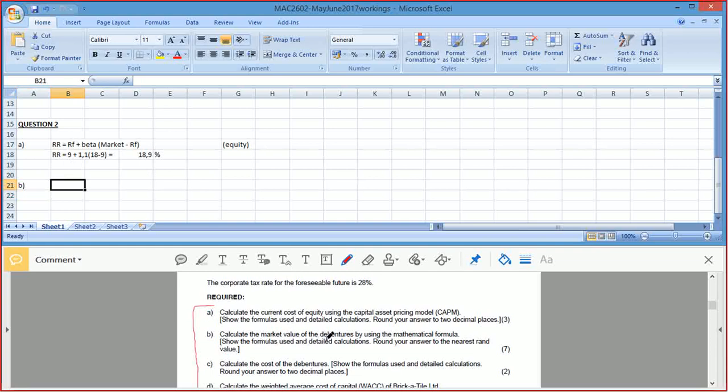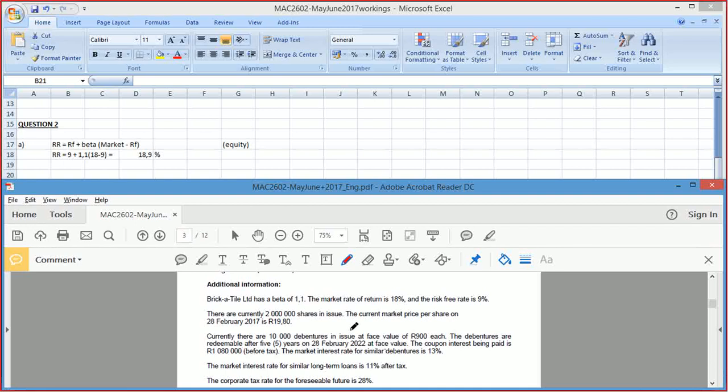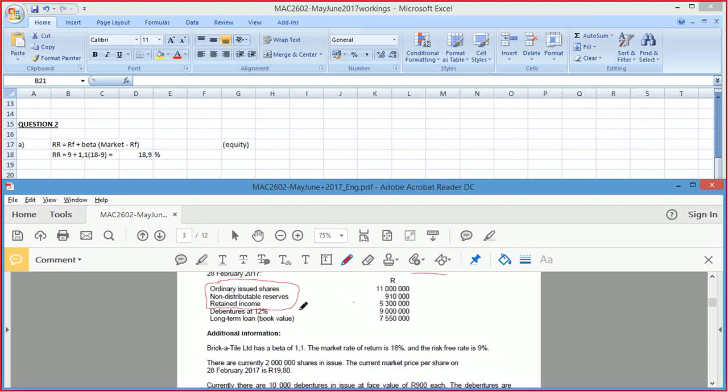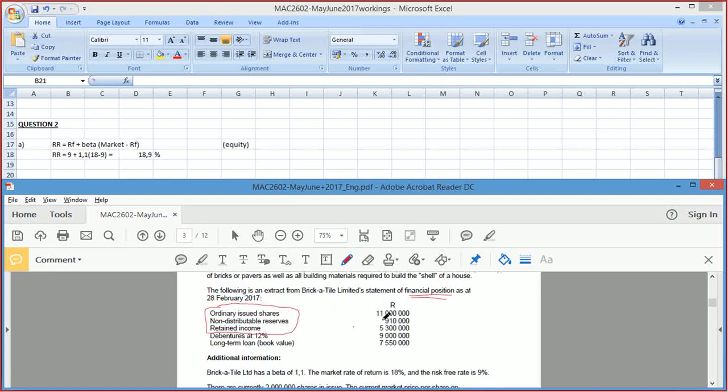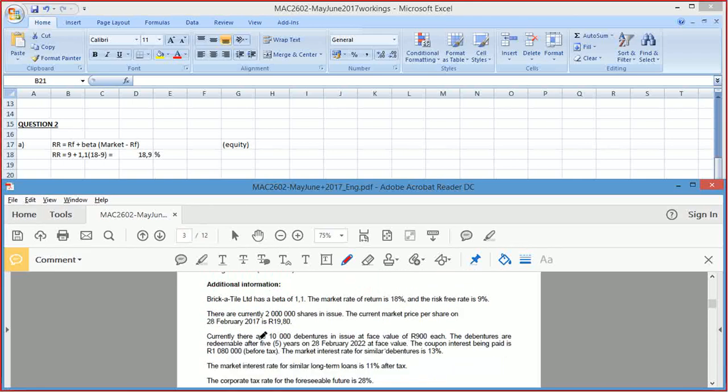Calculate the market value of the debentures by using the mathematical formula. Show the formulas used and detailed calculations. Round your answer to the nearest rand. Okay, they want to know the market value of the debentures. That means that the debentures are going to be priced according to the market. So you've got the financial position, which is the debentures here. That's your debenture finance, but now obviously there's a market value to your debentures, and that'll be in the additional information.